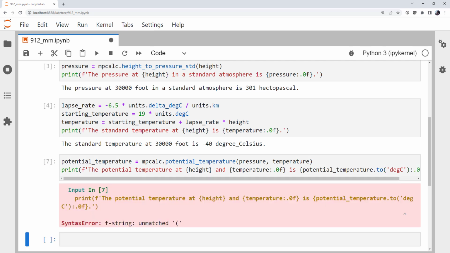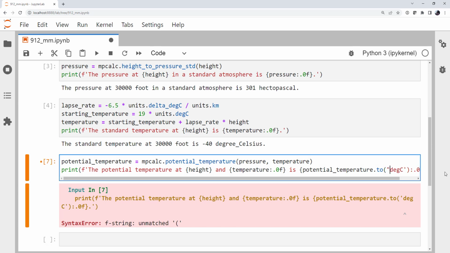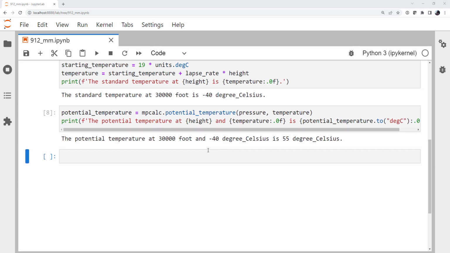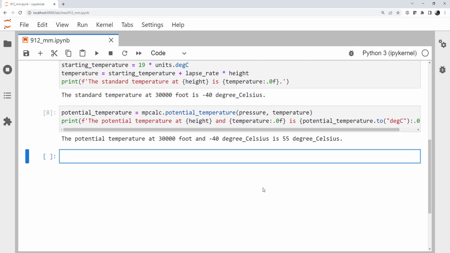And that's a potential trap that I see a lot of people fall into because we see that we're getting an unmatched parentheses issue. That's not actually the root cause. It's that we have single quotes inside single quotes, so it doesn't know how to pair things up. So we need to use double quotes there. All right, so 55 Celsius is quite a high potential temperature, really. That's maybe a surprising number even, considering that we're at minus 40 at altitude. All right, so what next?